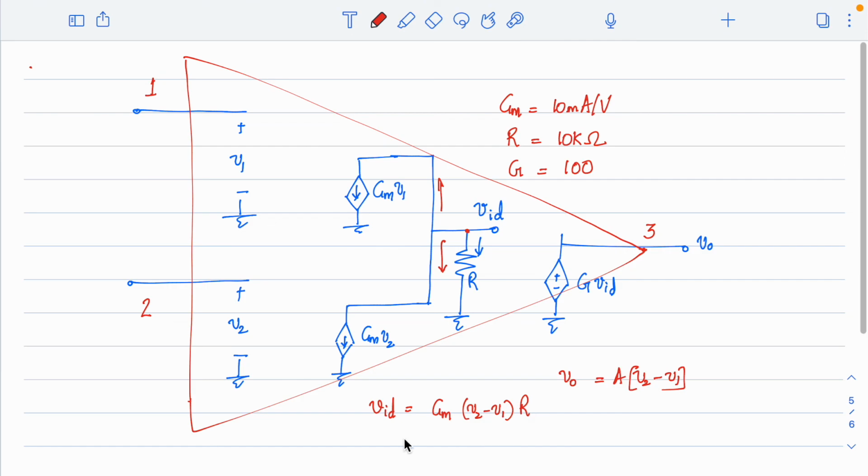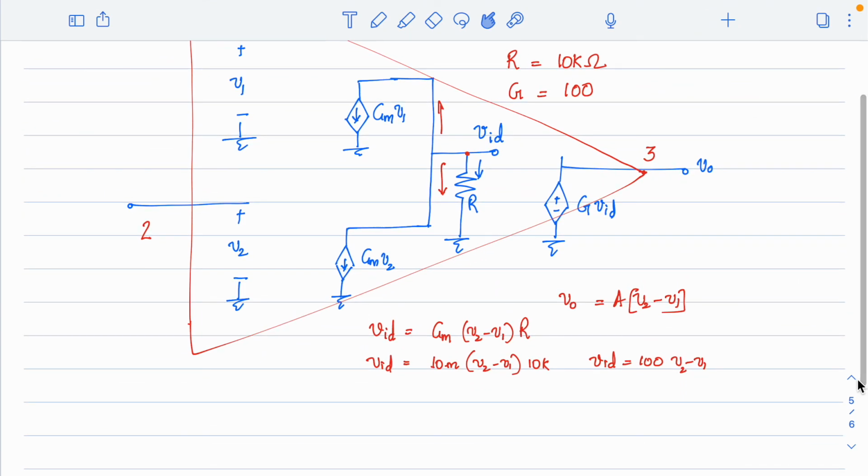So how can I write VID? GM is given as 10 milliamps, times V2 minus V1, into R, which is 10 kilo ohms. So I can write that VID is equal to 100 times V2 minus V1. That is what I can write here, right? VID is 100 times V2 minus V1.